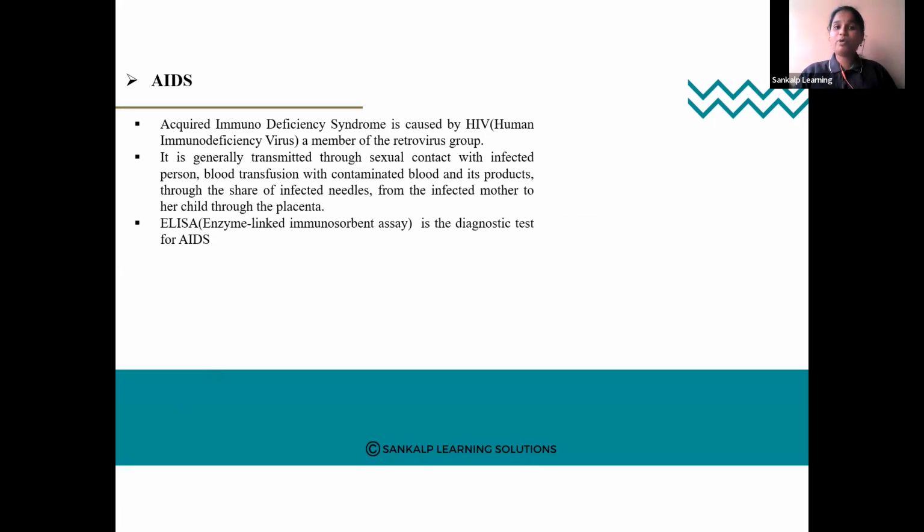Syndrome means a group of diseases, a number of diseases. It mainly affects our immune system. It is caused by a virus, the human immunodeficiency virus. It is a member of the retrovirus group. It is generally transmitted through blood and body fluids, like blood, semen, and breast milk, and through infected needles. It may infect a child through the placenta or breast milk.